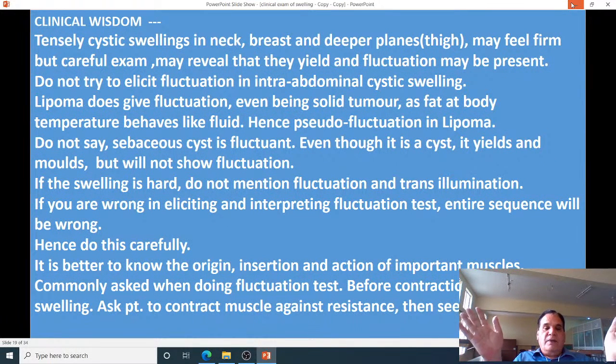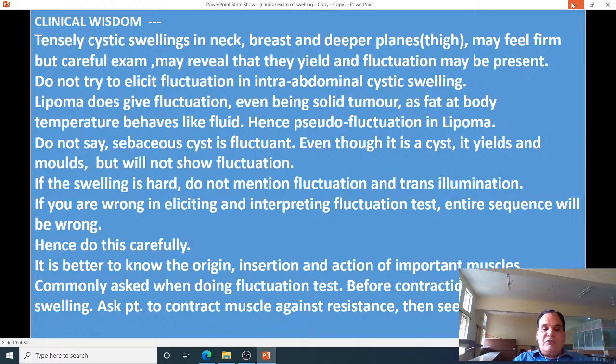Now this is in short. If you remember this whole page, you are passed. Tensely cystic swellings in the neck, breast and deeper may feel firm, but careful examination may reveal they yield to fluctuation. So do not go by first judgment. Deeper swellings can be cystic, but here fluctuation will be there. Be careful. Do not try to elicit fluctuation in an intra-abdominal cystic swelling. Don't do that.